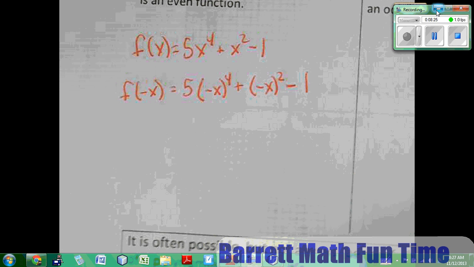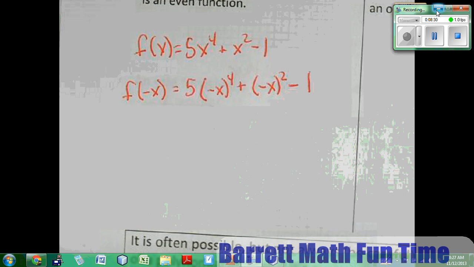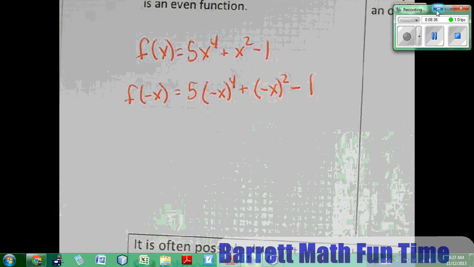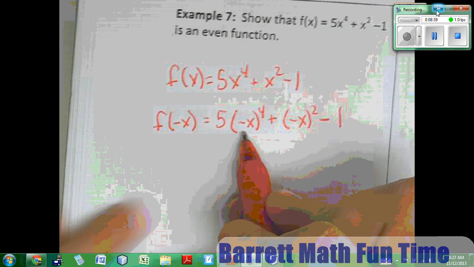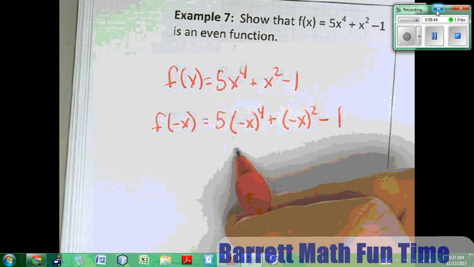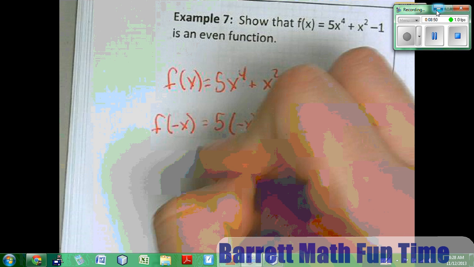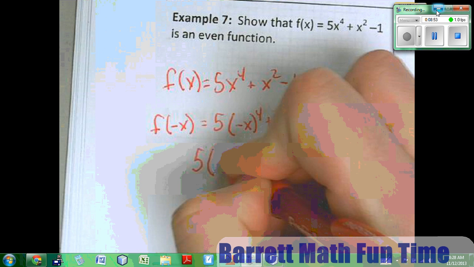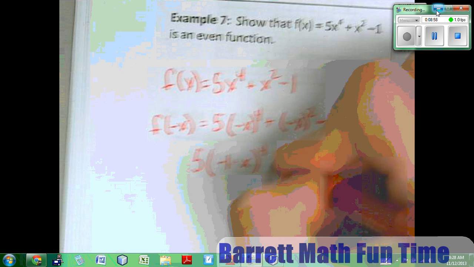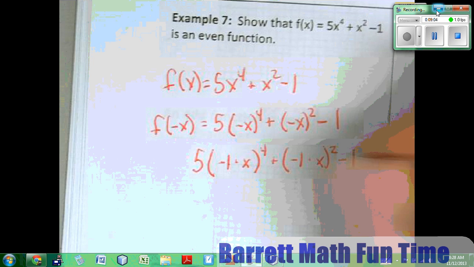Now there's a quick way to look at this. Some of you aren't really used to this quick way, so I'm going to do it the longer way so you can see how it works. Make sense? Okay. Could you say that negative x is negative 1 times x? Yes, negative x is negative 1 times x. So we're going to do 5 times negative 1 times x to the 4th plus negative 1 times x squared minus 1.